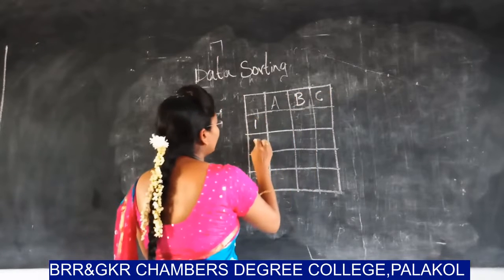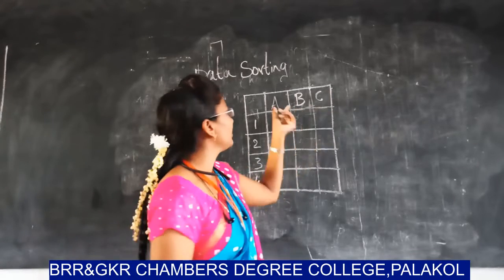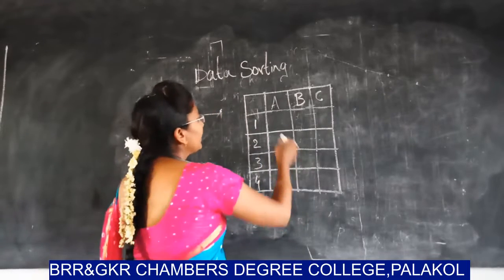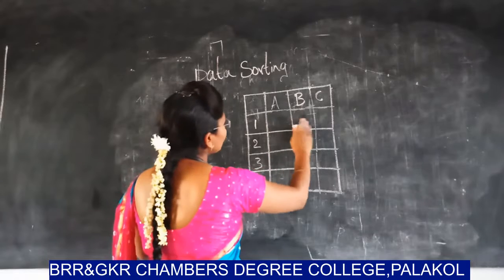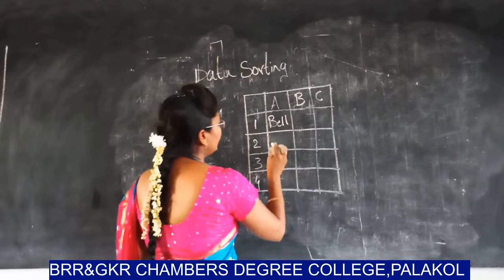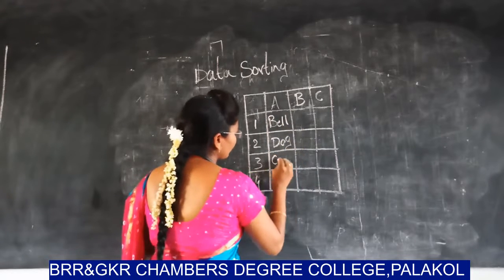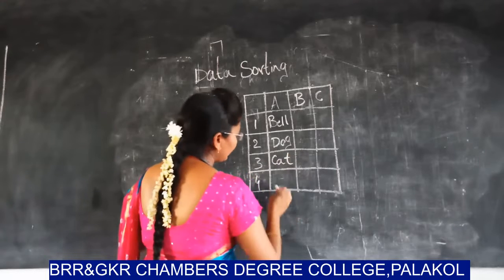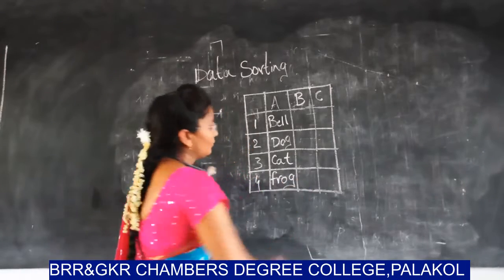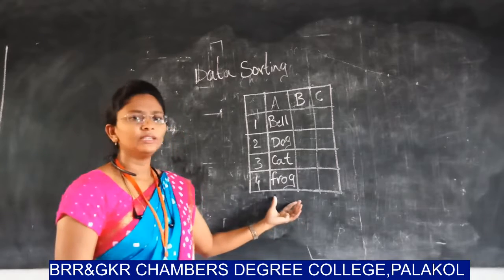Here I am taking row 1, row 2, row 3 and row 4, A column, B column and C column. These are the headers of columns and these are the row headers. And here I am taking some data like bell, dog, cat, frog. This is the data I entered in the Excel sheet.